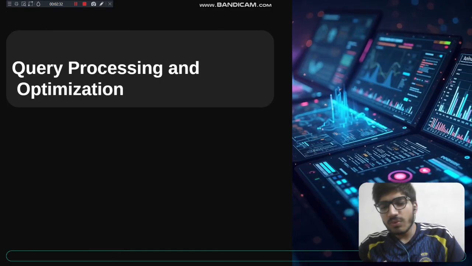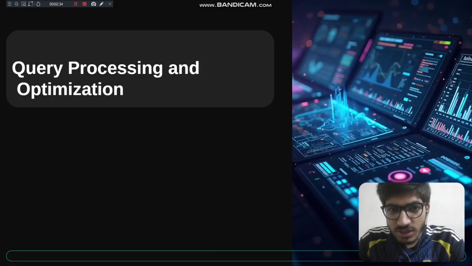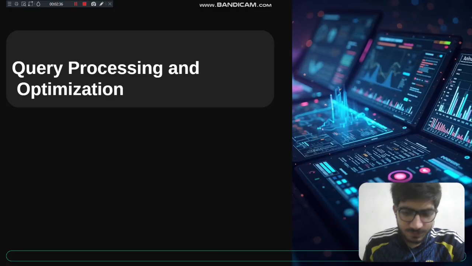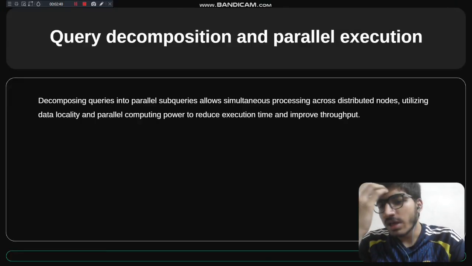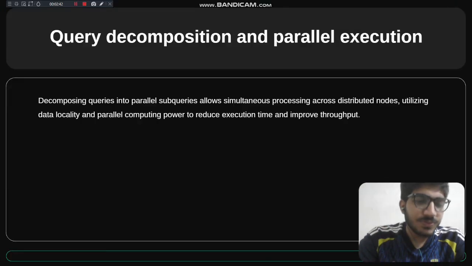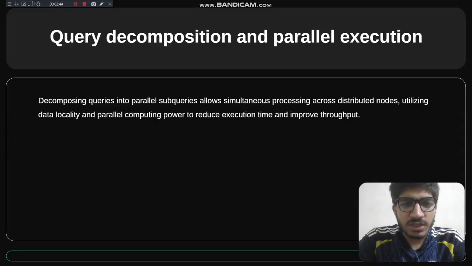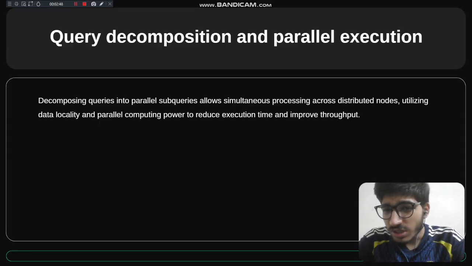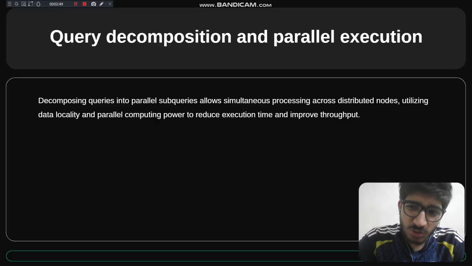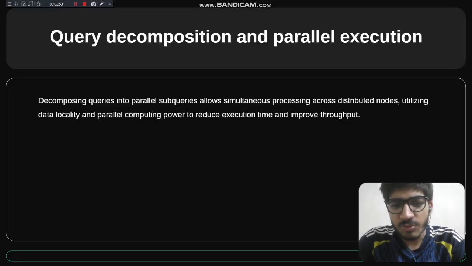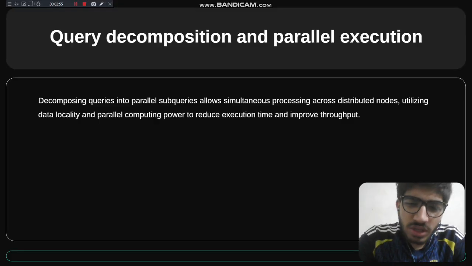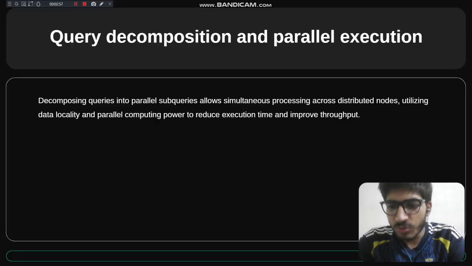Now we will see the query processing and optimization, query decomposition and parallel execution. Decomposing queries into parallel subqueries allows simultaneous processing across distributed nodes, utilizing data locality and parallel computing power to reduce execution time and improve throughput.